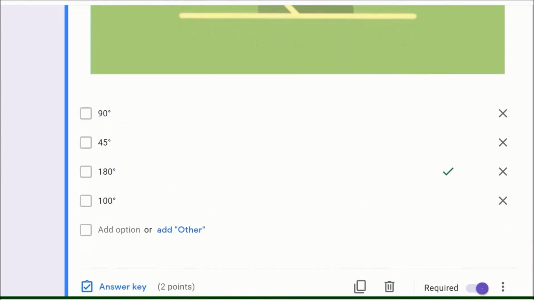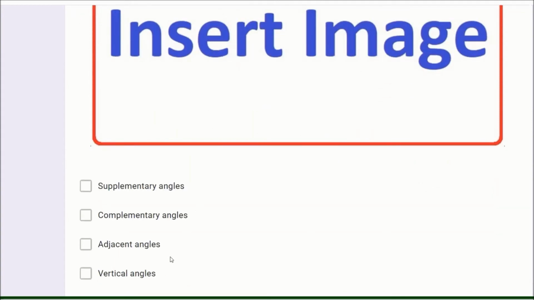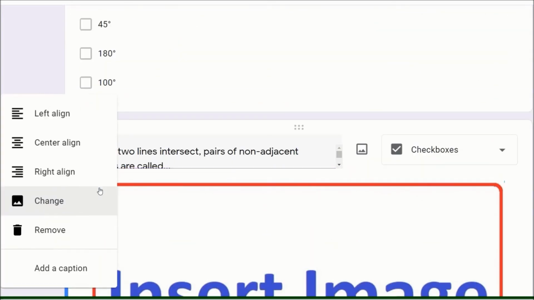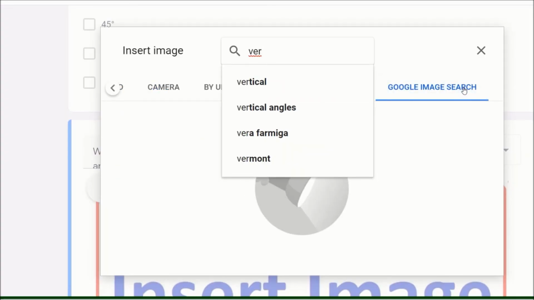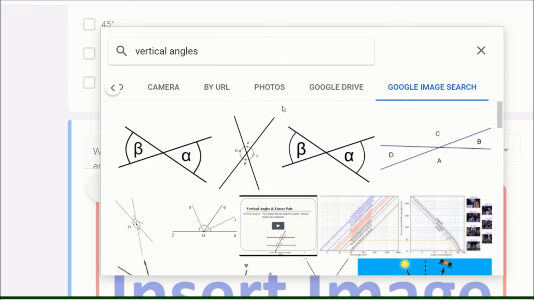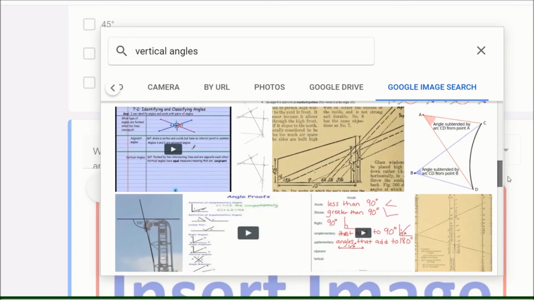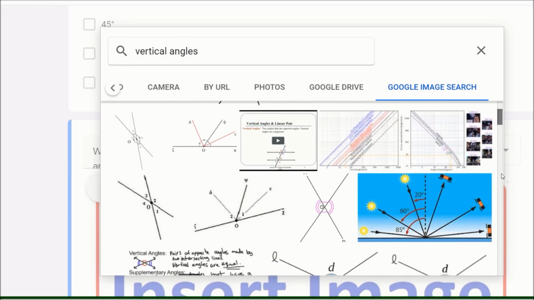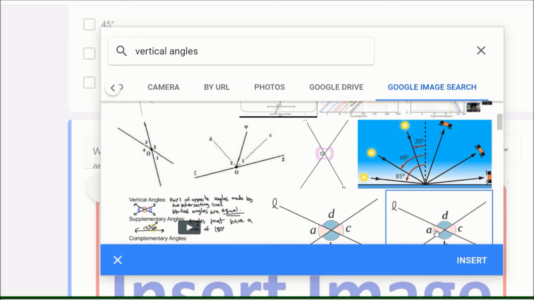As we continue to scroll down, when two lines intersect, pairs of non-adjacent angles are called, and we have a new definition down here. So that's what we'll have the students search for. We'll go to the Google search and put in vertical angles. We have several examples of vertical angles, and I'm going to choose this one. Scroll up a little bit more, as it can show the adjacent angles by color.